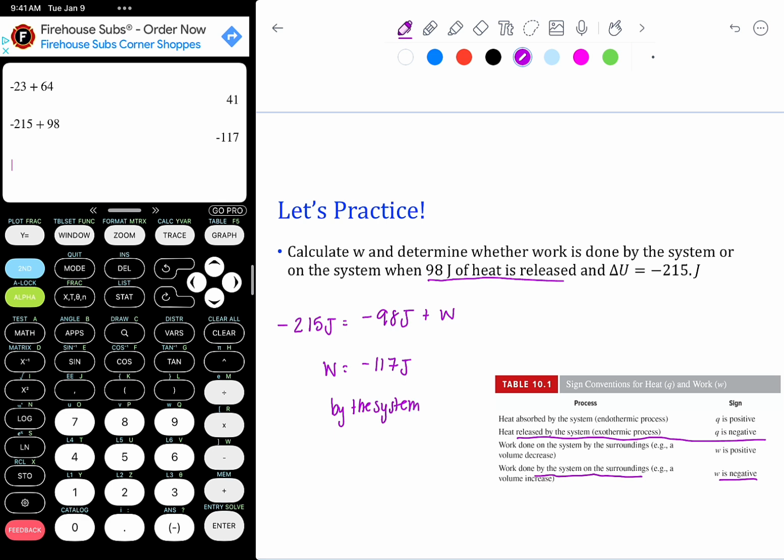Okay, so that finishes up our lesson on energy, energy changes, and heat. Move on to your next lesson where we will talk about the applications of our changes in energy and our changes in heat.